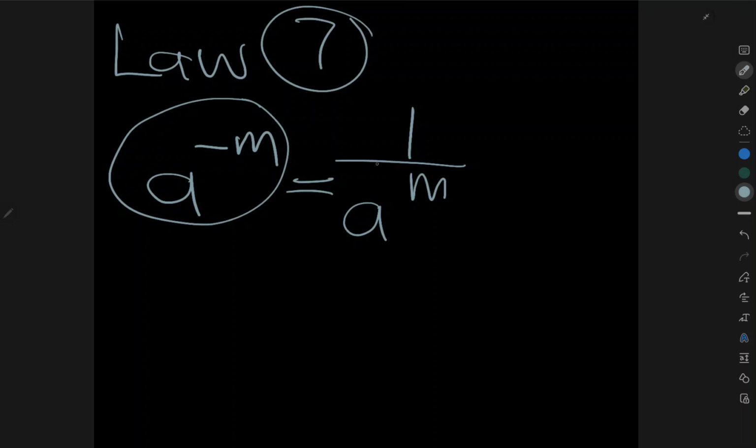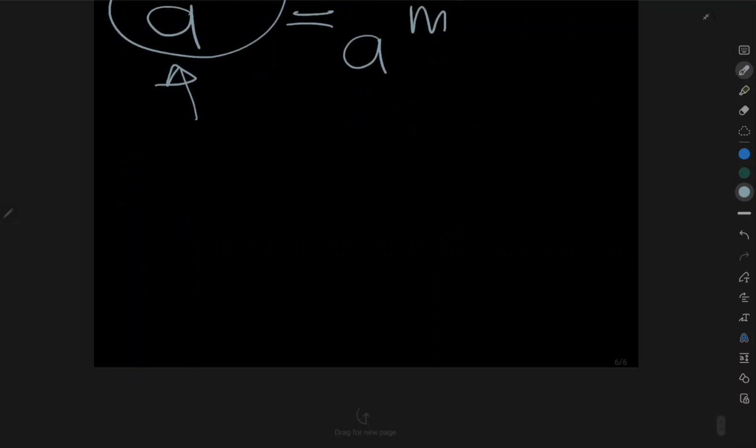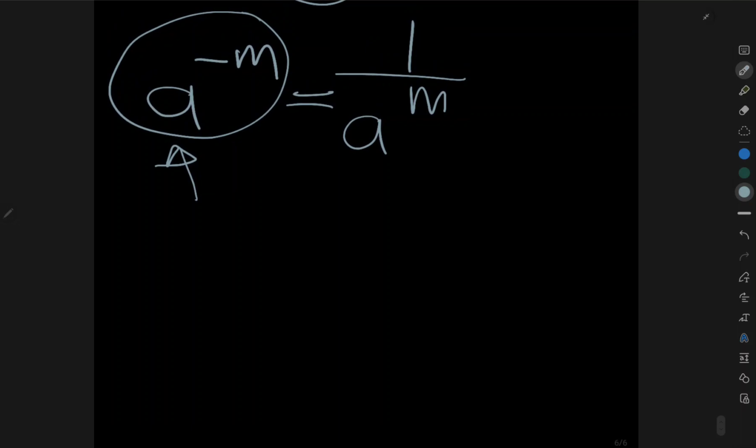You take the whole power, you put it on the denominator, and obviously in this case you'll have 1 left at the numerator, and you just change the value of that exponent into a positive value, right? So a good example would be this.